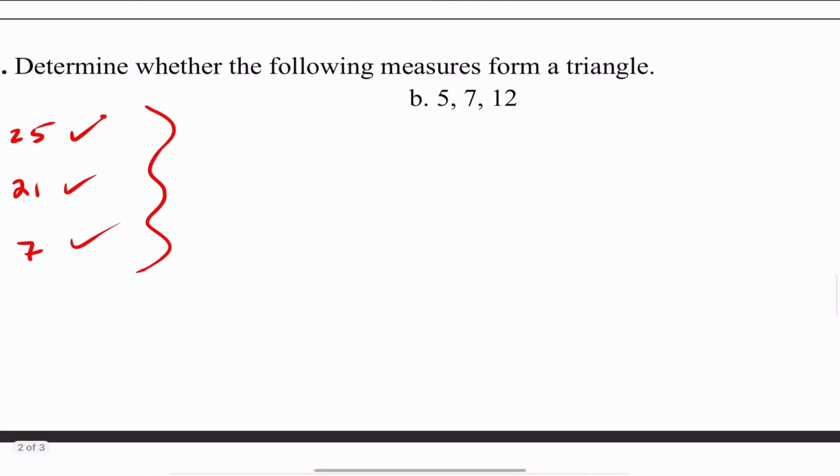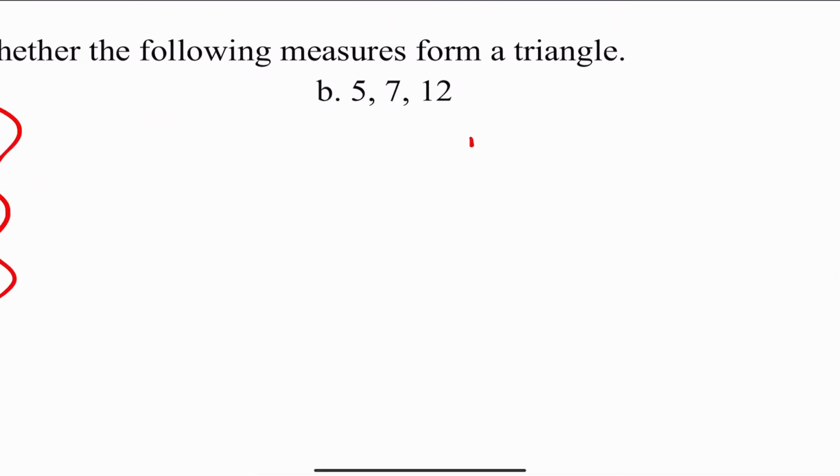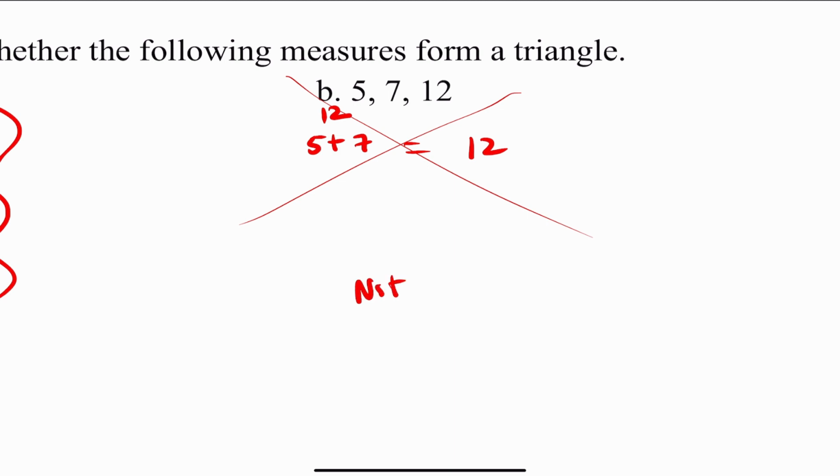Okay, let's take a look at B. So 12, I'm going to compare that to 5 plus 7. 5 plus 7 is actually 12. So the left-hand side, compared to the right-hand side, is actually equal. Since 12 is not greater than 12, 12 is equal to 12, we cannot form a triangle at all.